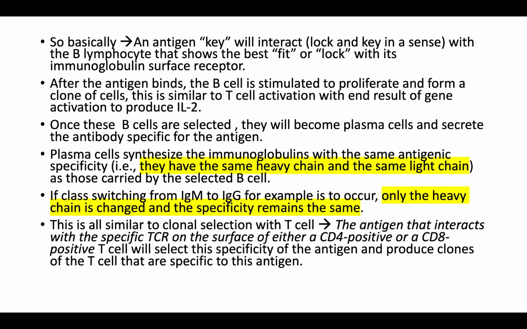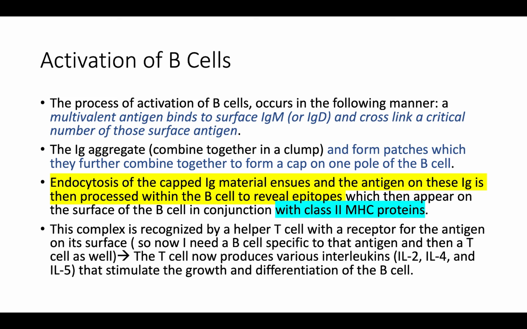So we will talk later about how they have the same. Okay, so in immunoglobulins, in the antibodies, they all have the same. We said there's a constant part and a non-constant part, so they all have the same heavy chain and the same light chain as those carried by the selected B cell. And when you class switch from IgM to IgG, only the heavy chain is changed. The light chains remain present. So this is how you change the class. We will cover this in the lecture about antibodies.